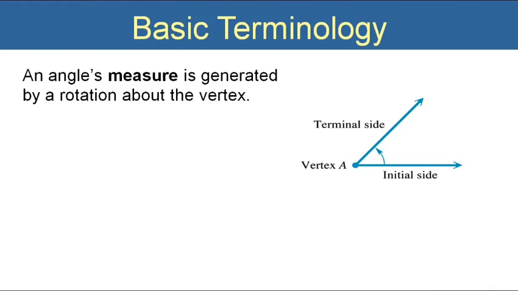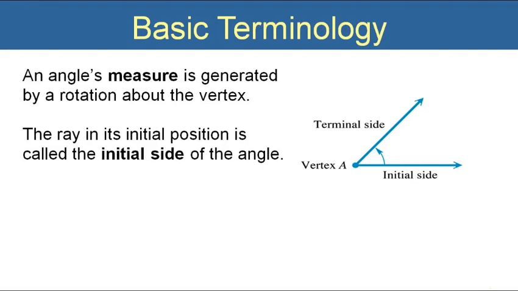Now an angle's measure is generated by rotation around the vertex. So you've seen angles before, like in geometry. So we measure the angle here, like I said, and the ray in the initial position is called the initial side, and then the other ray is called the terminal side. Usually the initial side is going to be in the position of the positive x-axis, if you can see a coordinate system here.